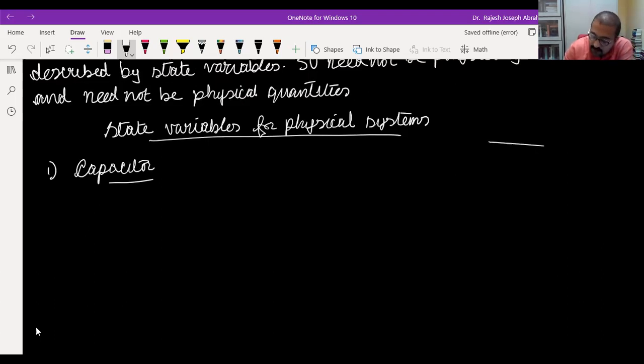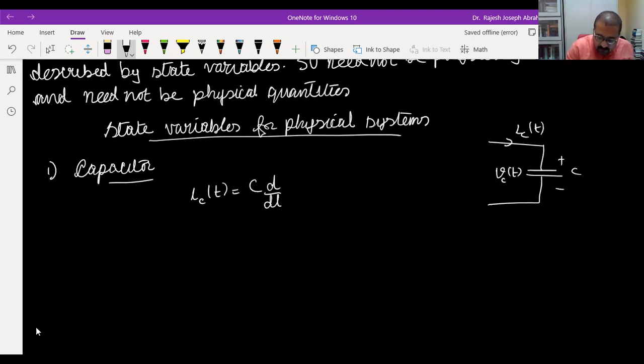Okay, so we know it's the capacitor representation. This is plus minus C, this is VC of t, and this is current IC of t. So what is current IC of t? IC of t is nothing but C into d by dt of VC of t. Or what will be the voltage? Capacitor voltage VC of t is 1 by C integral IC dt, from minus infinity to t.